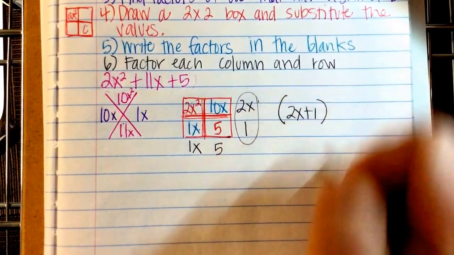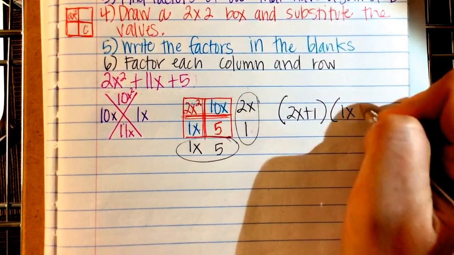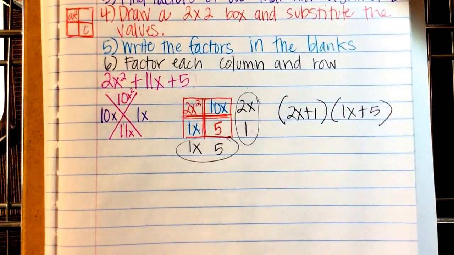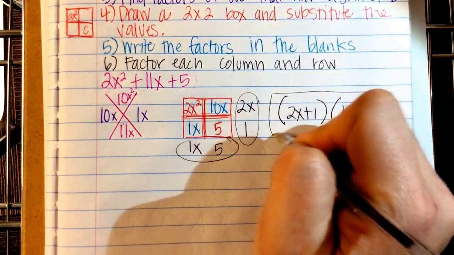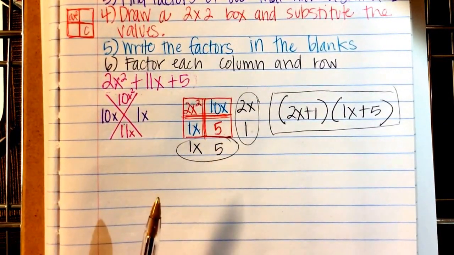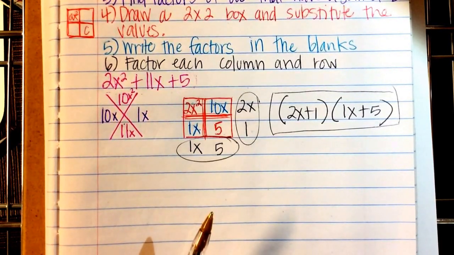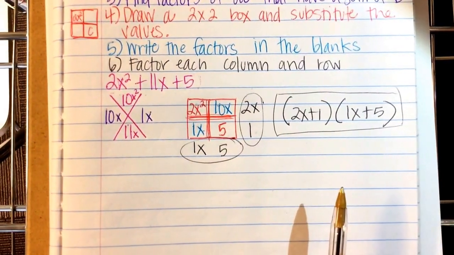2x plus 1 and 1x plus 5. It's a lot of steps. You used to have to do all of this, though, mentally, or making lists and guessing and checking and see if it works. This is an organized way of showing it. Let's try another one.